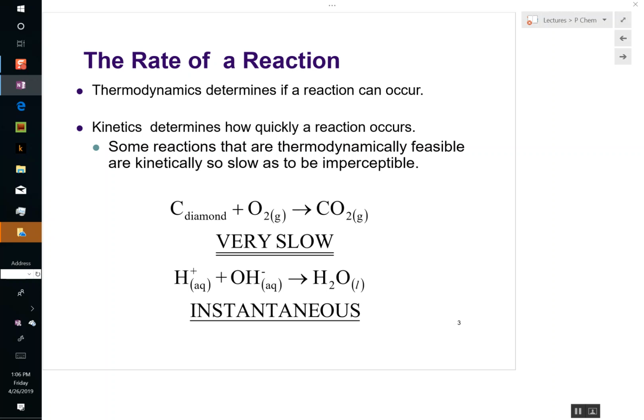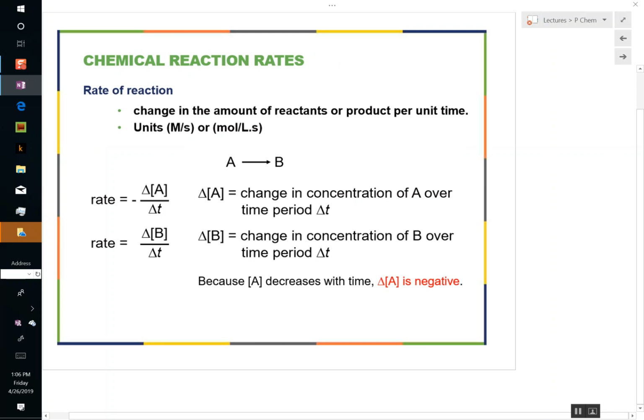You have to rely on experience, and we know that diamonds are pretty durable. Just don't leave them in a house fire, they're going to burn. The diamonds are going to burn eventually. But this is a very slow reaction, but at a certain temperature it'll go. This is a very fast reaction, acids and bases neutralizing one another. Bam, just like that. Rate of reaction: change in the amount of reactants per unit time. That's it, that's what we'll focus on.